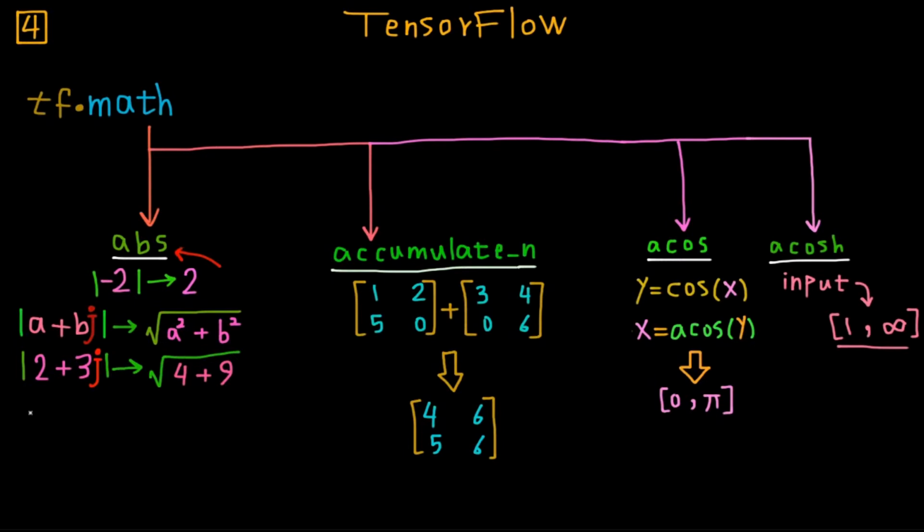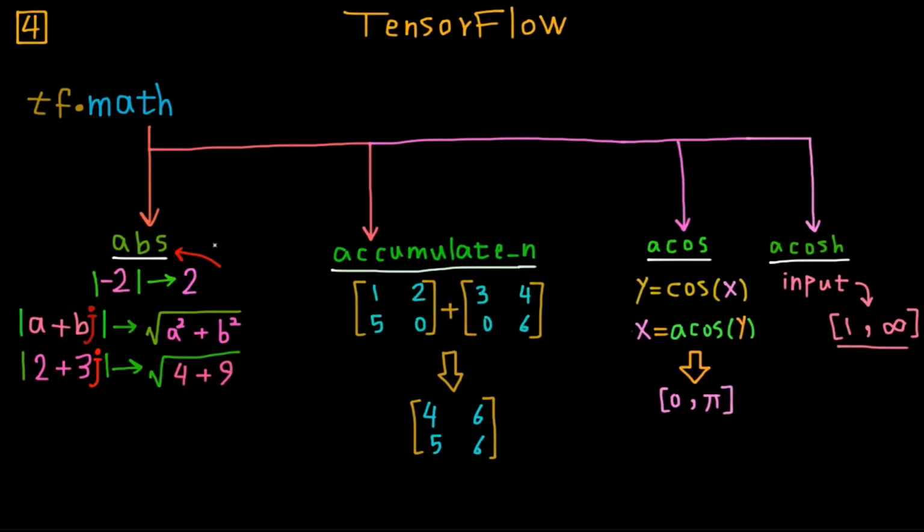Let's say we have a tensor with just one element, which is 2 plus 3j. If we apply absolute value on this complex number, the result equals the square root of 2 square, which is 4, plus 3 square, which is 9.